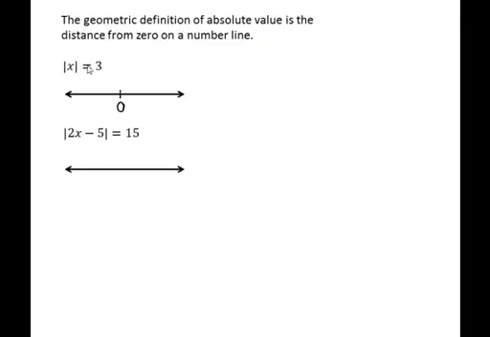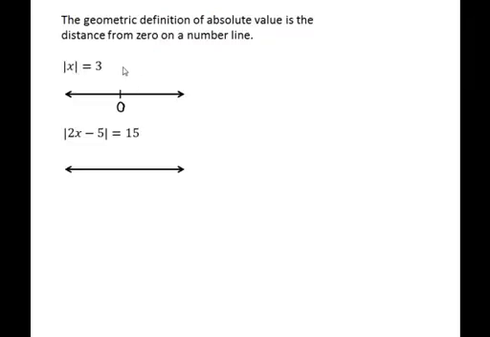In order to solve absolute value equations, we're going to make use of the geometric definition of absolute value, which I have written here. It says that the absolute value of a number is the distance that that number is from 0 on a number line. So I'm going to start with a very simple example, the absolute value of x equals 3.